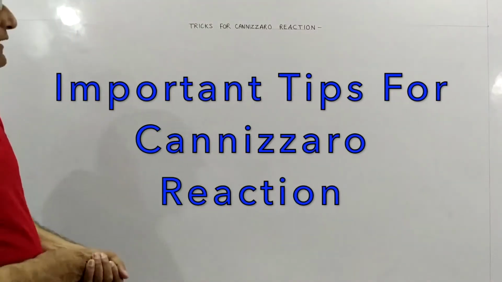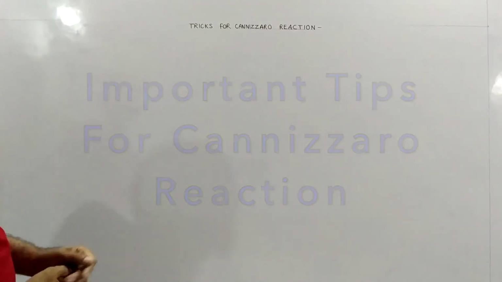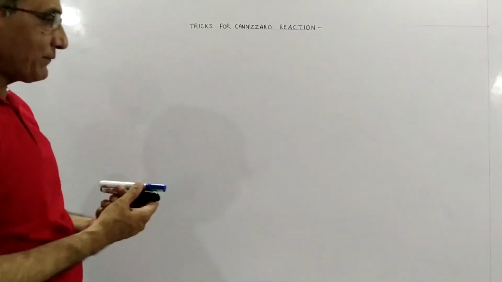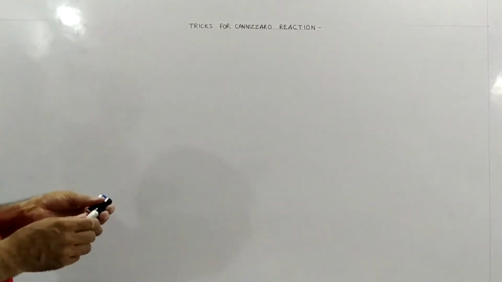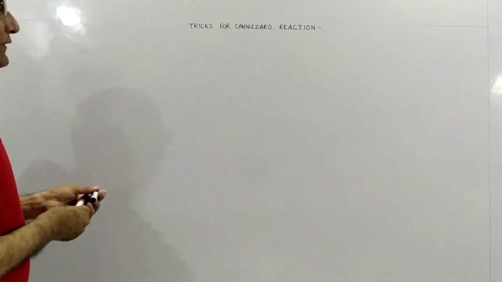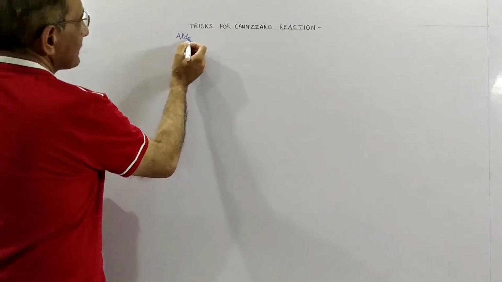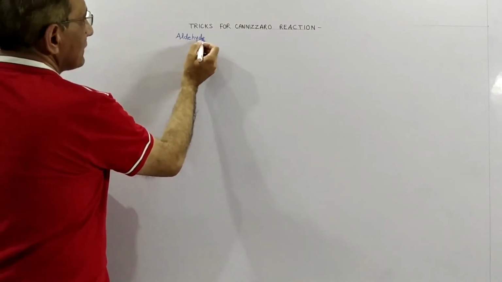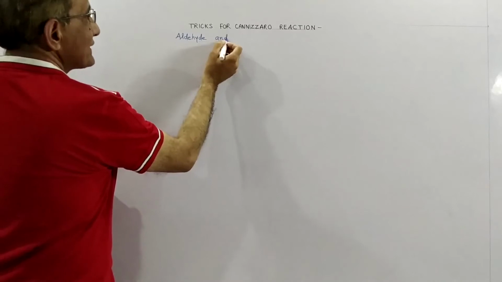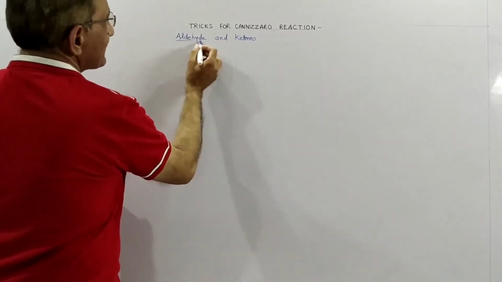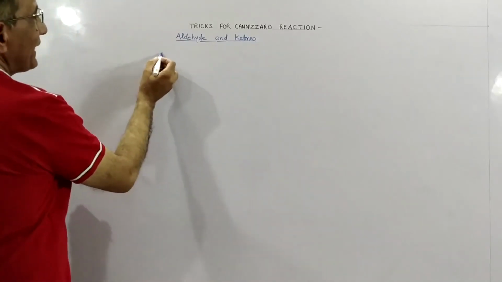So students, today I will explain to you how to write the Cannizzaro reaction, what the products are here, and how we can write them without mistakes. We study the Cannizzaro reaction in the aldehydes and ketones chapter, and this reaction takes place in the case of aldehydes.